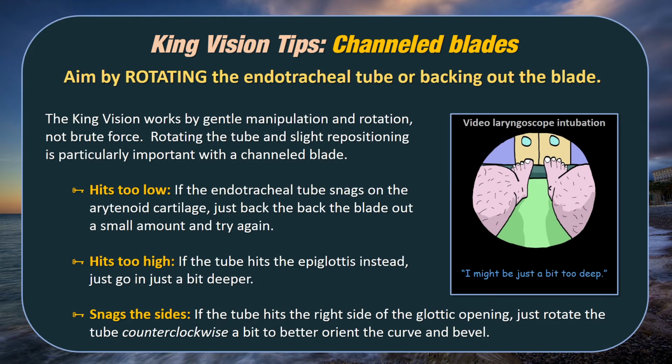The King Vision works again by gentle manipulation and rotation, not brute force. A lot of times if we are going too low, the endotracheal tube will snag on the cartilage there, and it will not advance at that point. If it's too high, I can't get a good look at the epiglottis coming up, and instead I'm going to be pushing the blade more down. If it snags on the side, it's very simple to correct. I can just rotate counterclockwise with the actual blade, just a little bit, to where I get the curve and the bevel at the right angle to get in.